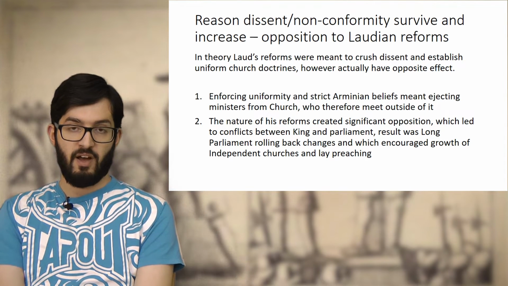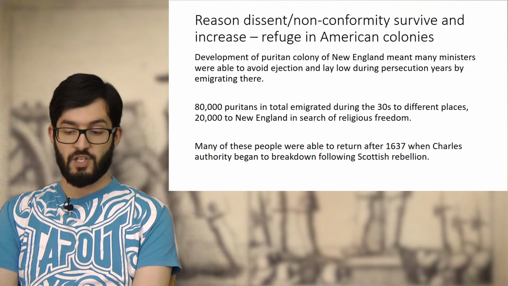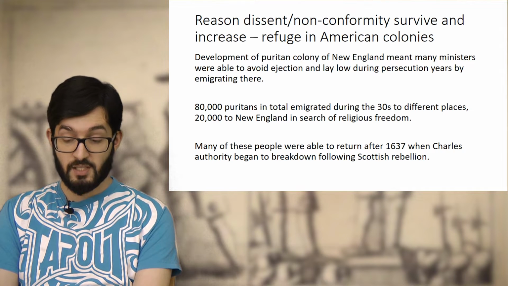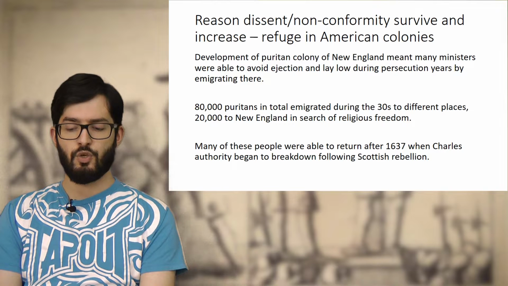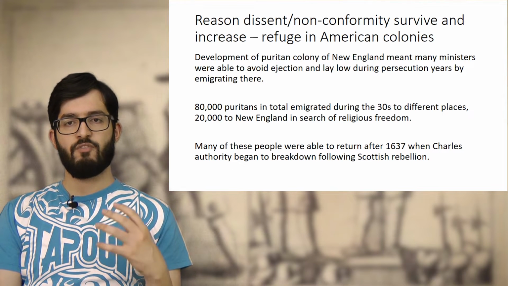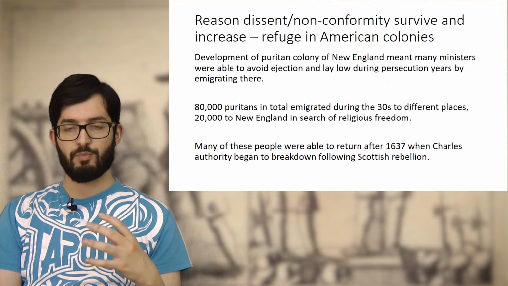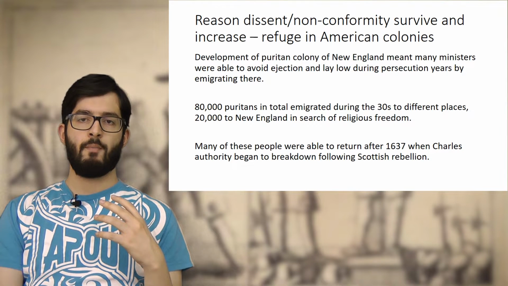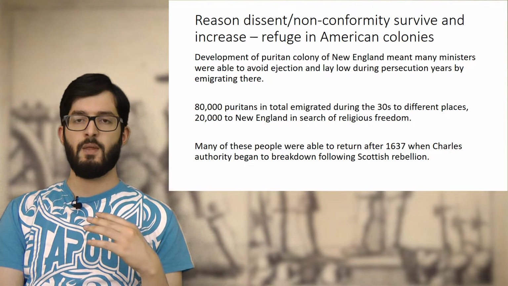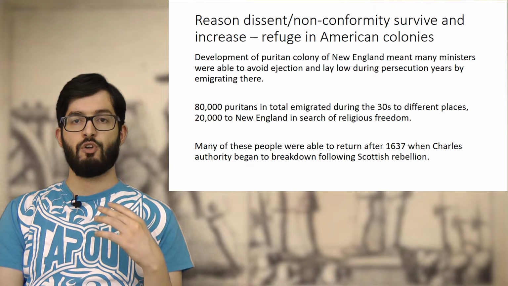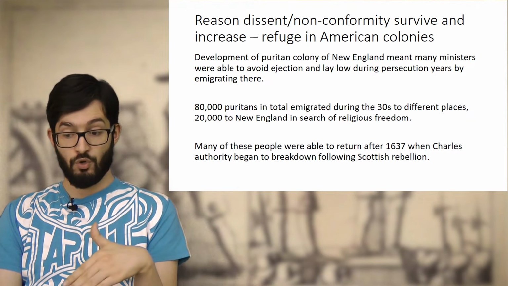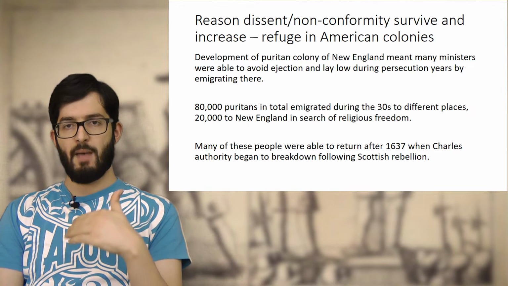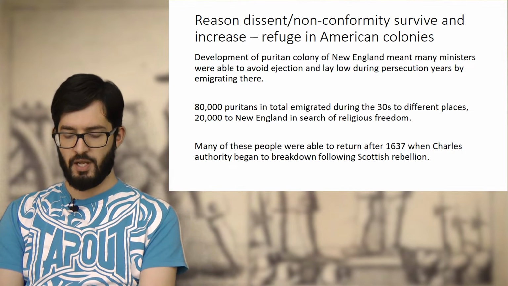Another reason why people are able to survive the sort of persecution of the Laud years and personal rule is, of course, as I've already alluded to, the development of the Puritan colony of New England, which basically meant that after Laud starts trying to enforce uniformity, anybody who didn't want to conform was able to avoid ejection and lay low during the persecution years by emigrating to the New England colony.